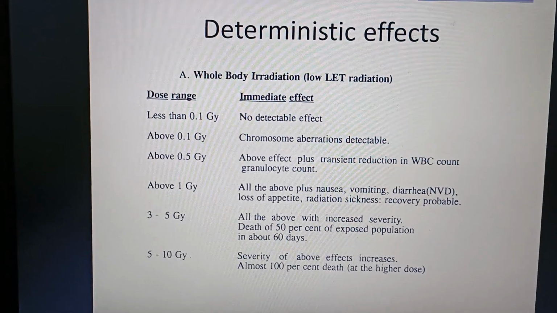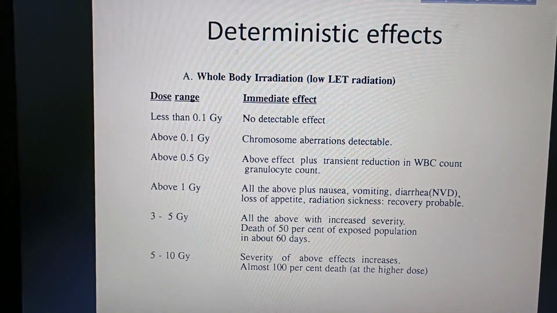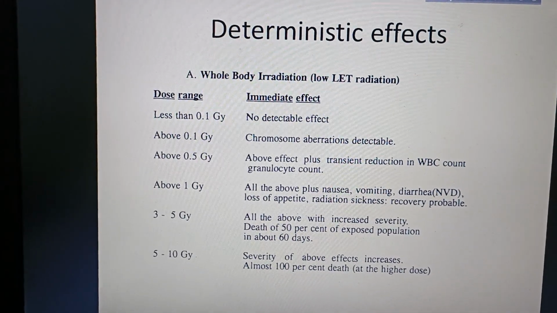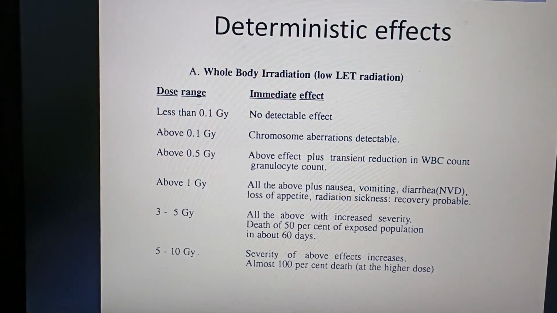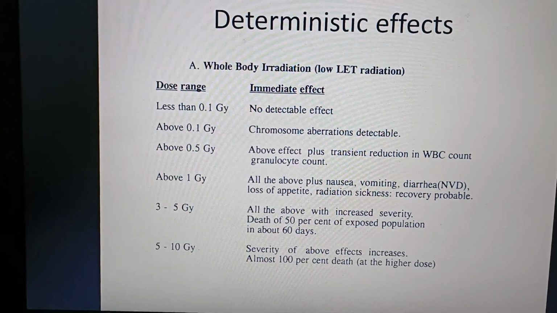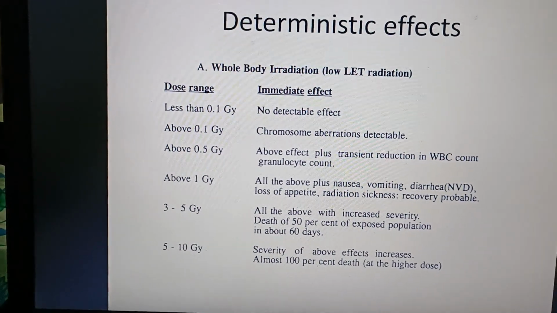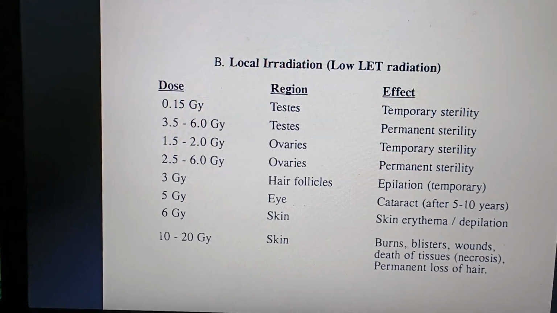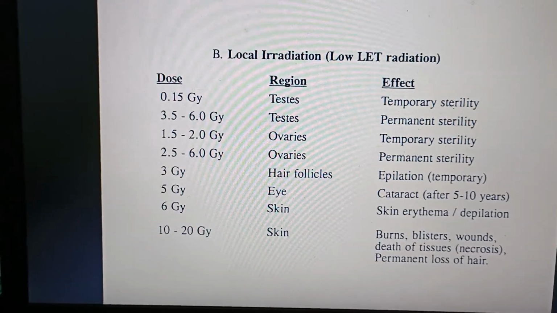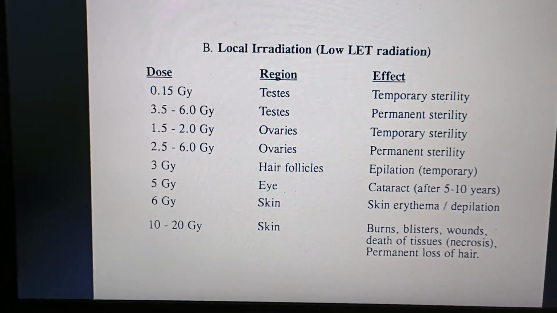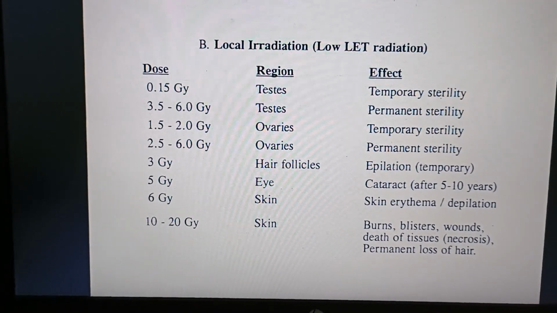Deterministic effect, whole body irradiation. For low LET radiation, there is some immediate effect of deterministic effects. There is a dose range and an immediate effect with respect to this dose. Local radiation, low LET radiation: dose range and region. In which region radiation is incident, and what is the effect?